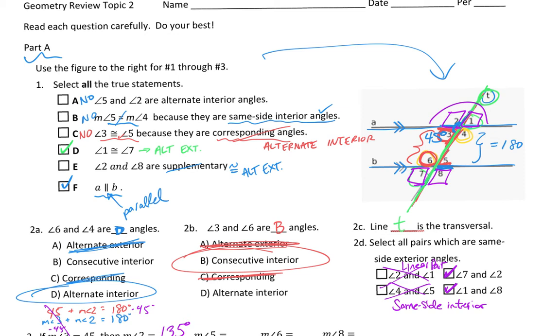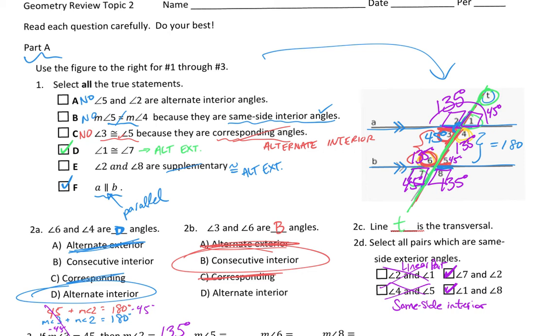All right, so I know that 3 is 45. I know that 2 is 135. I could find every angle in here. Angle 1 is going to be 45 degrees because it's vertical with angle 3. Angle 4 is going to be 135 because it's vertical to angle 2. Then I could use the corresponding angles: if 3 is 45, then 7 is 45. If 2 is 135, then 6 is 135. So we could find all those missing angles.